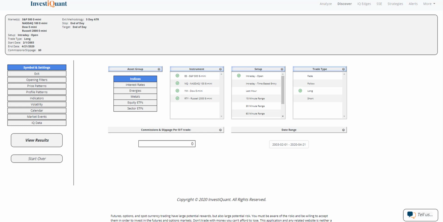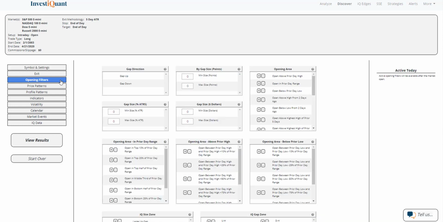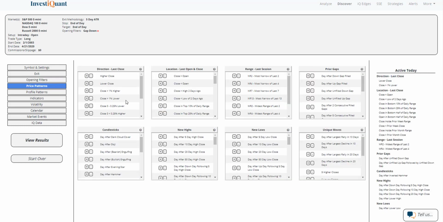So let me set this up in the ES, NASDAQ, YM, and Russell. The setup is going to be intraday open and the trade type is long. I've got the exit set to end of day. The opening filter I'm going to use is simply gapping down. And the price pattern that I'm going to look at is closing in the bottom quarter of the daily range.